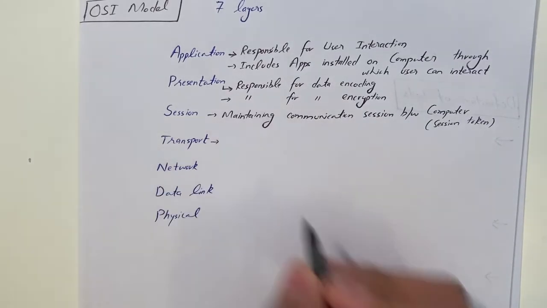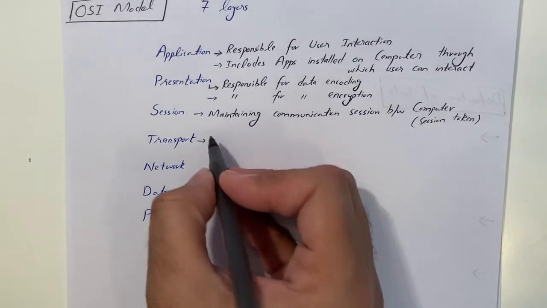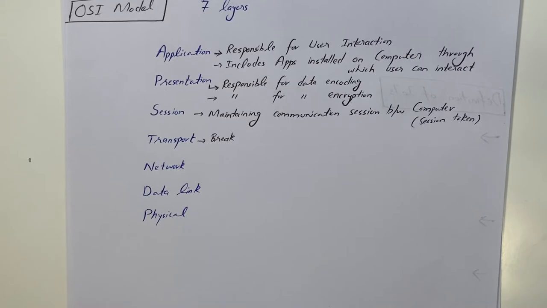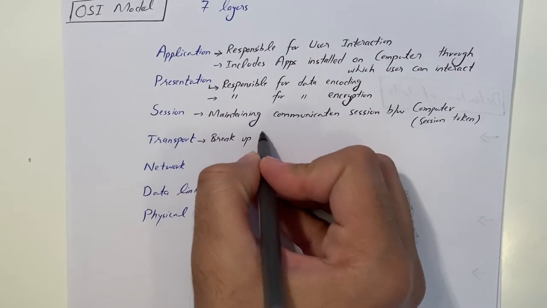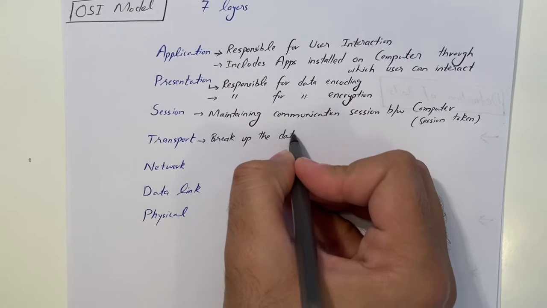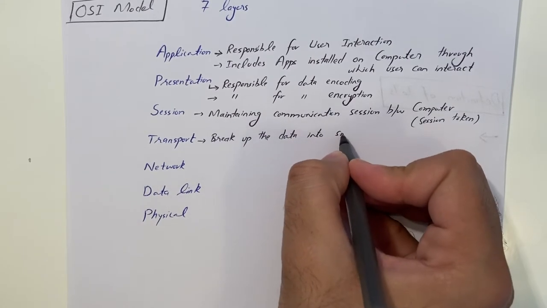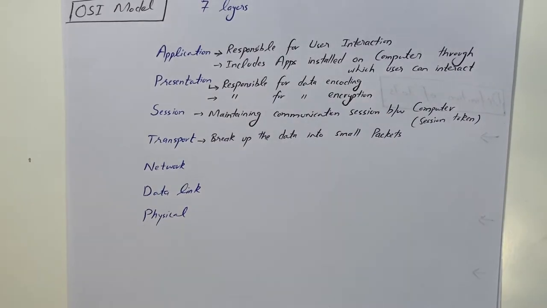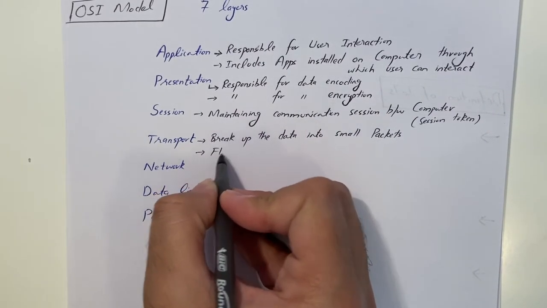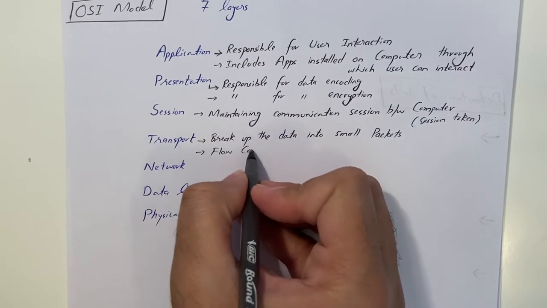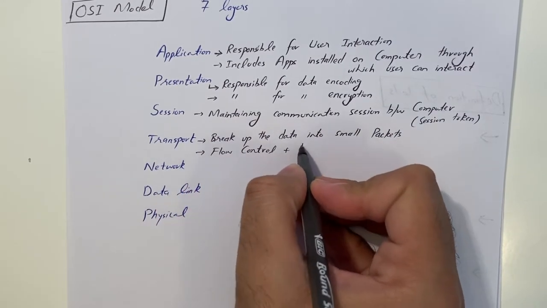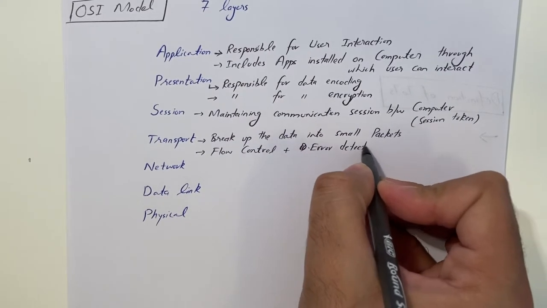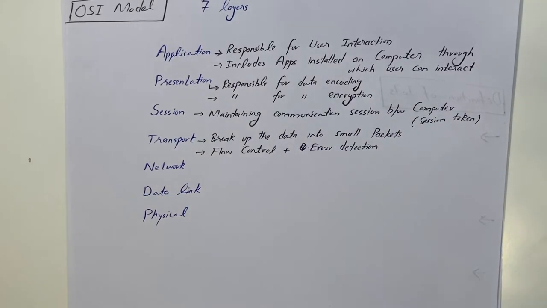Then we have the transport layer, and it's a very important layer because it provides formatting of your packets. It breaks down the data into small chunks, or you can say small packets. Other than that, on the transport layer, we do flow control, like information or data flow control, plus error detection. Error detection and error correction are also performed on the transport layer.